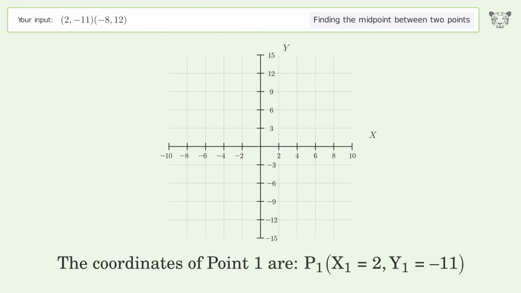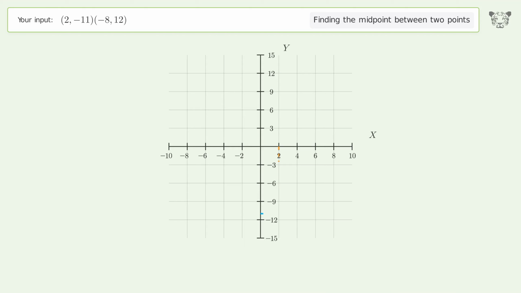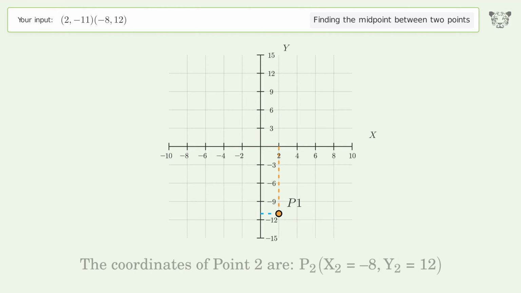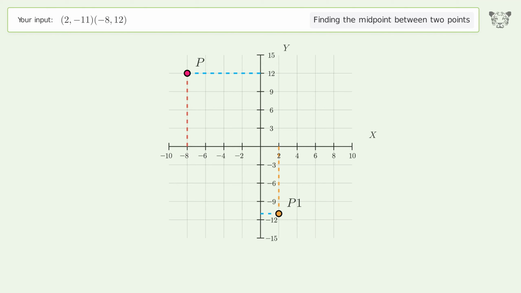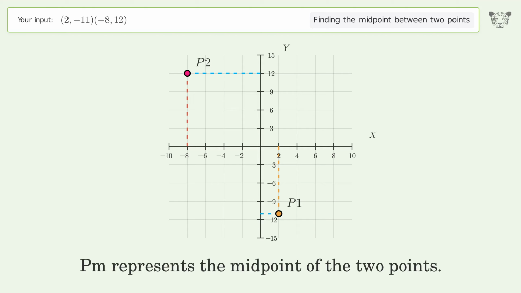The coordinates of point 1 are x1 equals 2, y1 equals -11. The coordinates of point 2 are x2 equals -8, y2 equals 12. PM represents the midpoint of the 2 points.